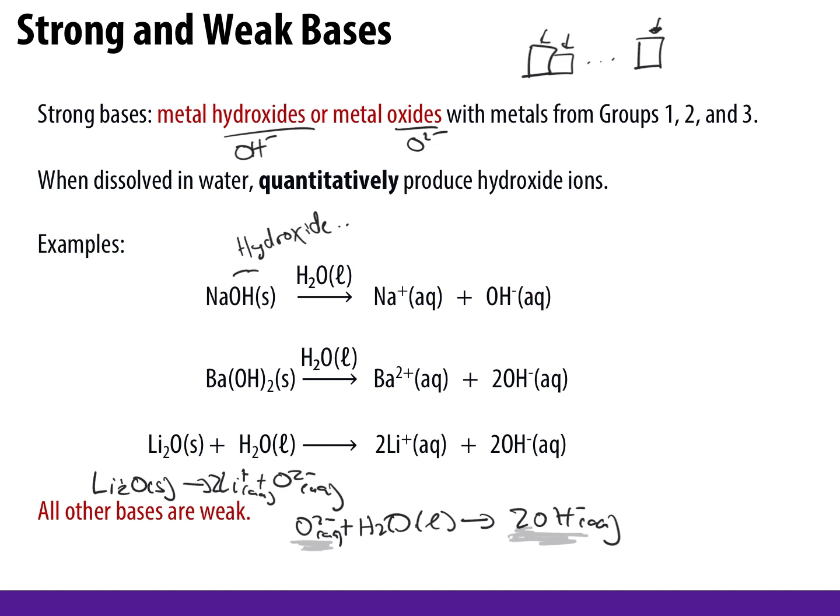That's always the first thing we need to think about: when an ionic compound goes into water, it dissociates into its ions. And then we think about the acid-base properties of those ions. So OH minus is our strong base. That's why NaOH is a strong base. We'll see when we put other ions into water, we'll also need to think about their acid-base properties.